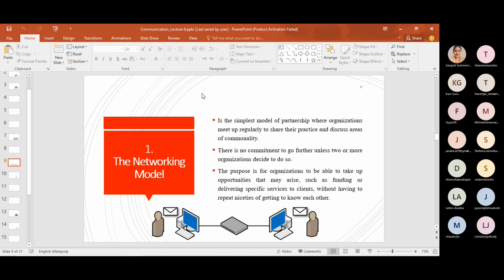And that is why it is the simplest model of partnership, because the networking model is not complex and complicated like other models. So when you learn about the other three models, you will see how complicated and complex they are. Okay, so the networking model is very simple because there are no extremely long-term plans in the networking model.